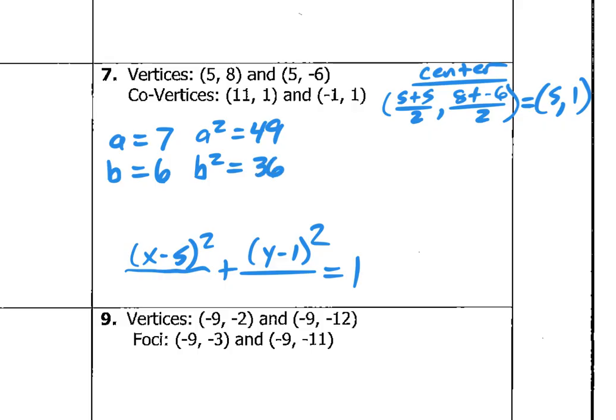Okay, now here probably comes the most important part. Where do those two numbers go? Well, my vertices are going up and down, right? Because we're moving from (5, 1) up to (5, 8). So since we move up and we move down to get to my vertices, this would be a vertical ellipse. Vertical is up and down. That's my y-axis, right? So the bigger number is moving up and down, which is the y-axis. So 49's got to go here. 36 has got to go here.